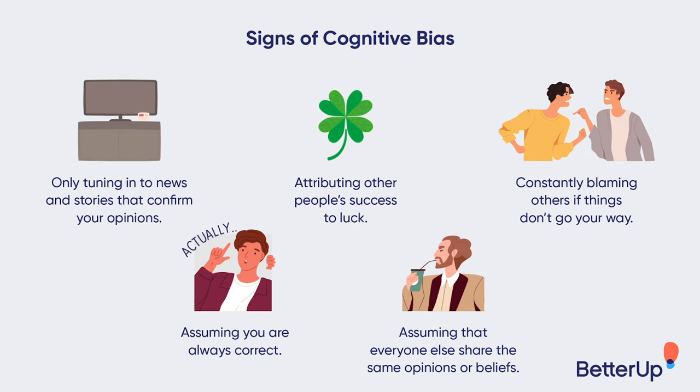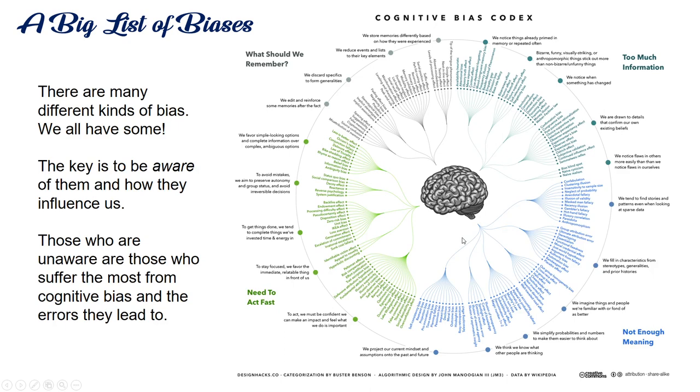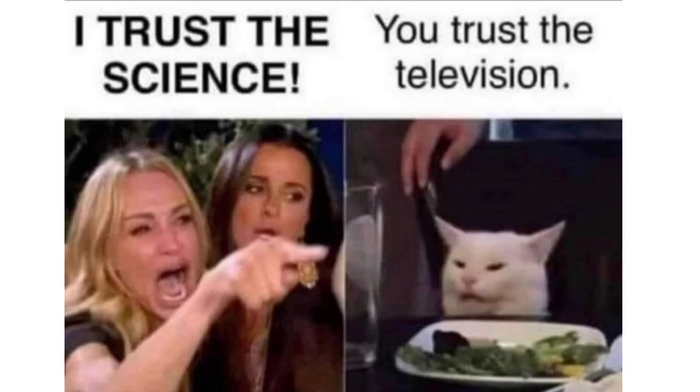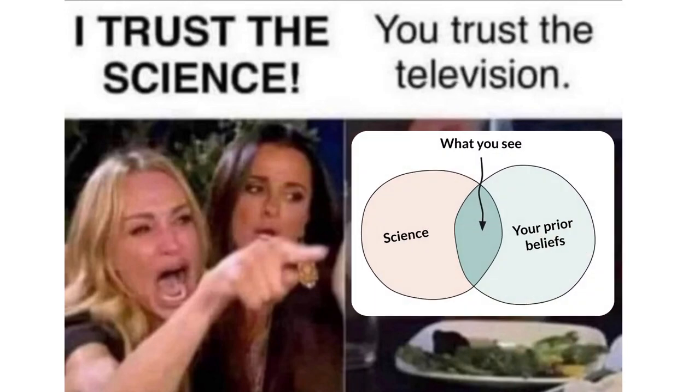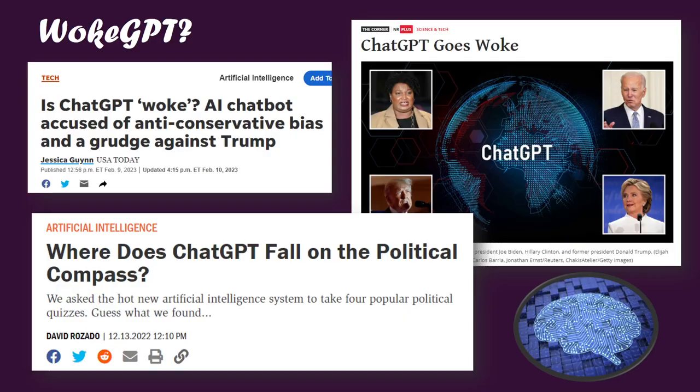So that's cognitive bias. Yeah, and there's a few different ways that we can be biased. Computers can also suffer the same thing. So these are all the list of biases that people can have. But computers can also have bias.